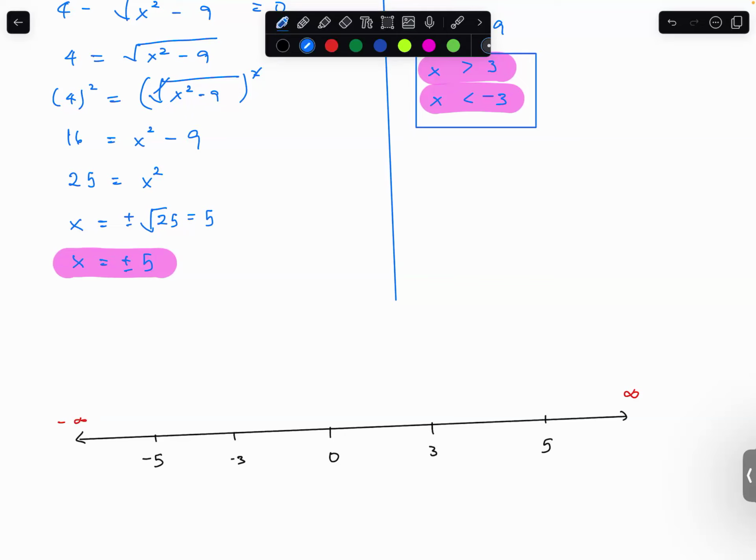Our function is defined, the domain of our function is defined, starting from anything between negative infinity up to -5. But it's not defined at -5, so we have another region between -5 and -3. It's defined at -3, but not in between. And then we have from 3 again.